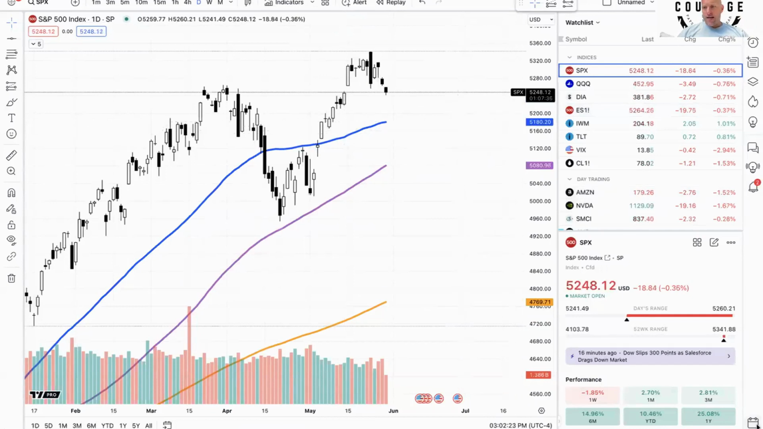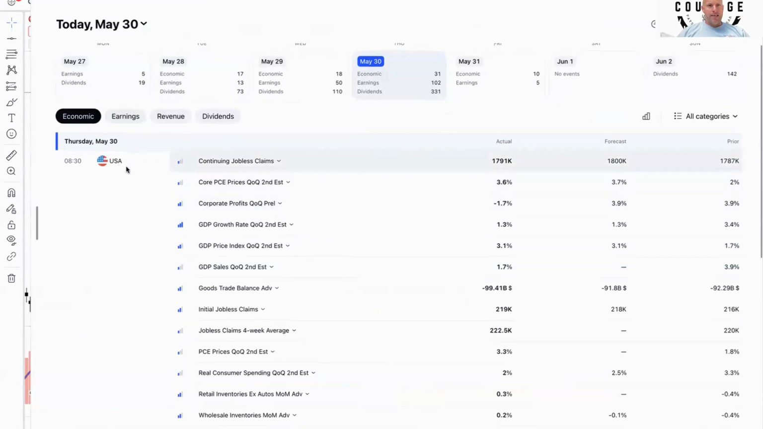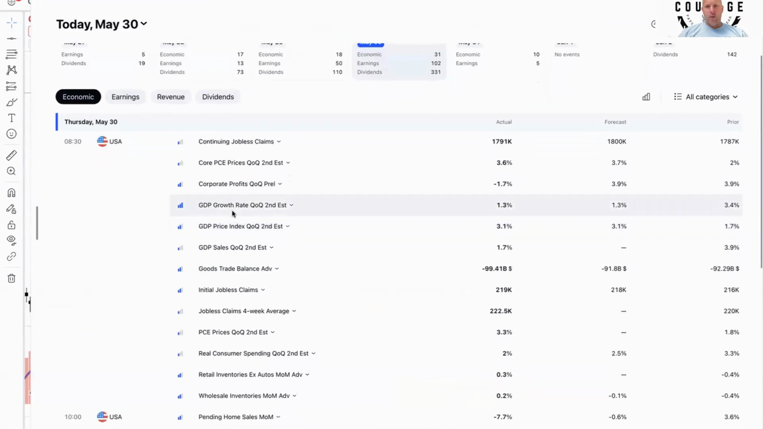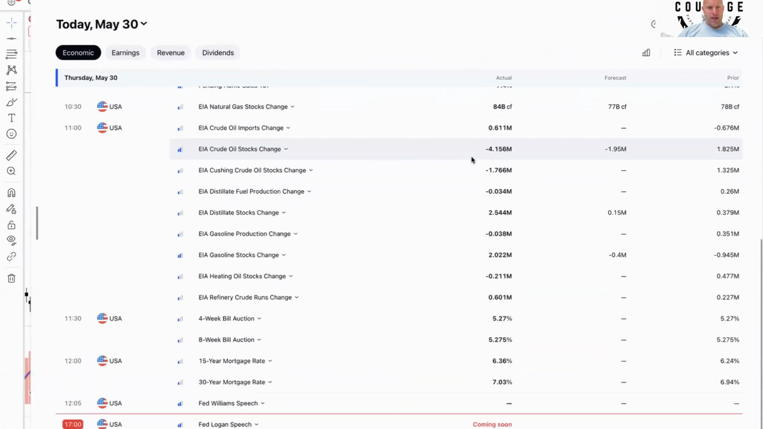If we go down here to the bottom right-hand side, you can see I'm hovering my mouse over this calendar feature. If you click on that, it will pull up the economic calendar. You can also find earnings here to see which companies are reporting earnings. Listed here is all the data that's going to be released on that particular day. Today we got GDP, jobless claims, pending home sales, a ton of information, and we had some Fed speakers.